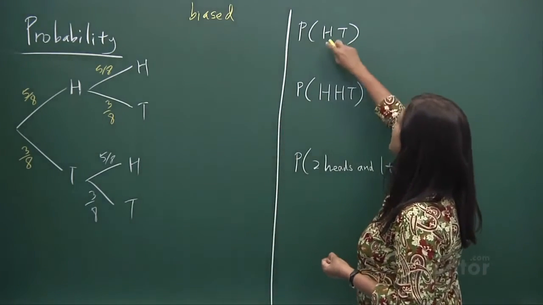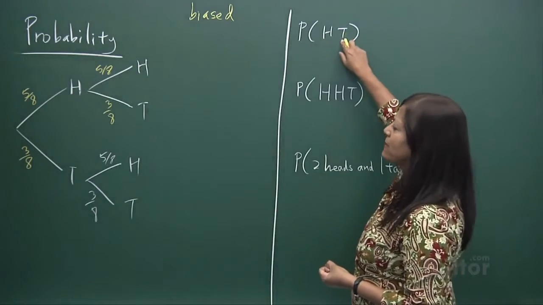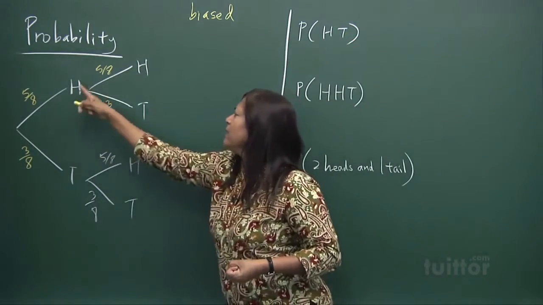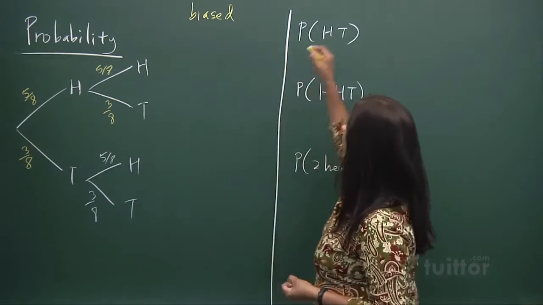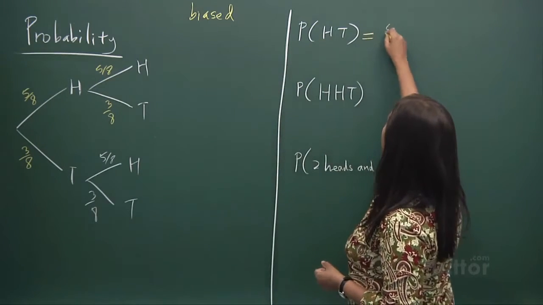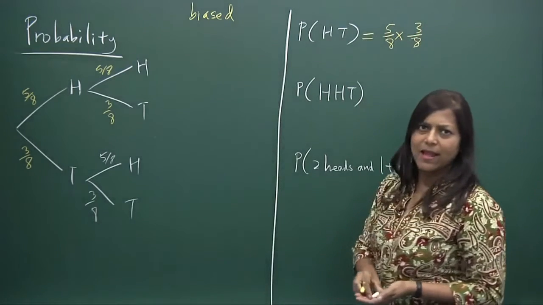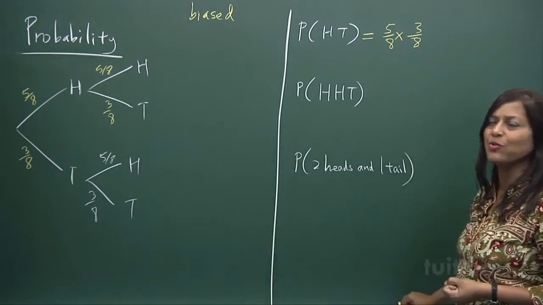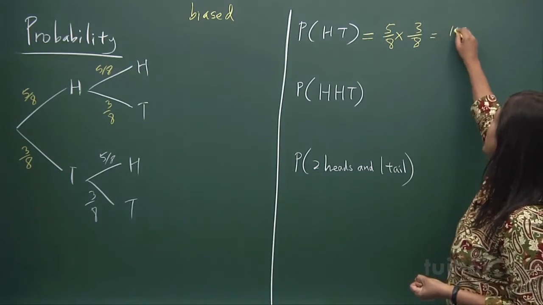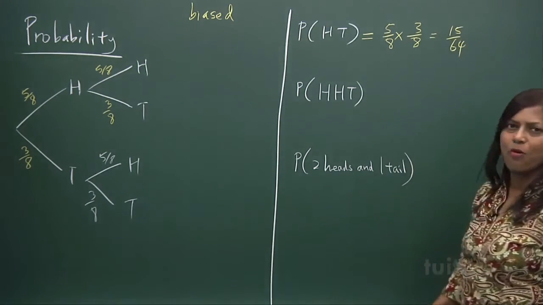So what is the probability of a head followed by a tail? A head followed by a tail. So the first event is a head, which is 5/8. The tail is 3/8. And you multiply the two. You get 15 out of 64.